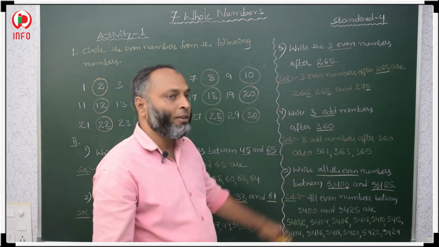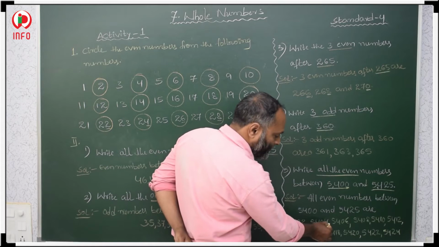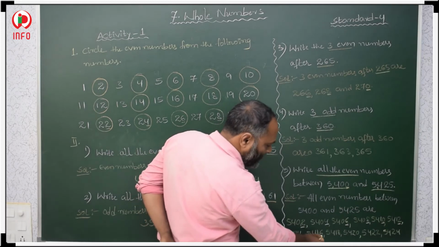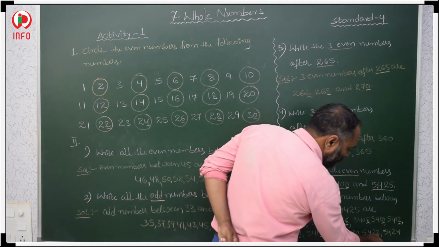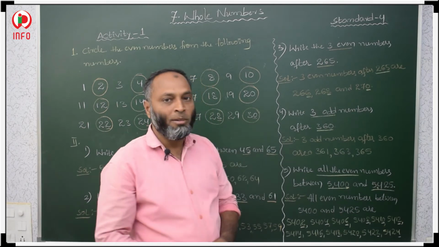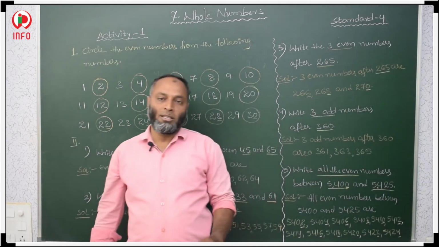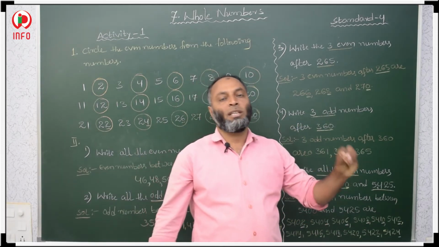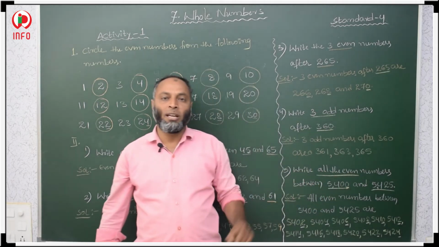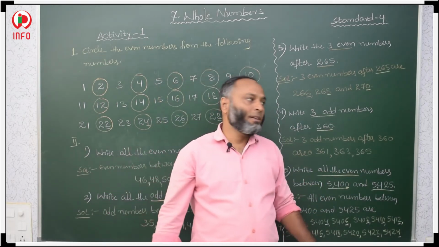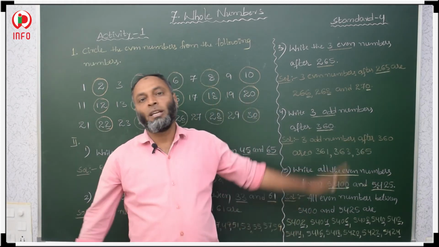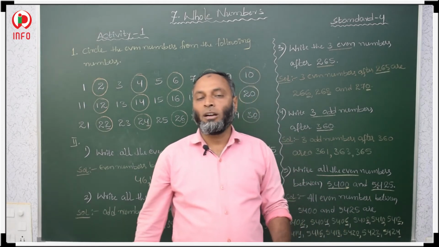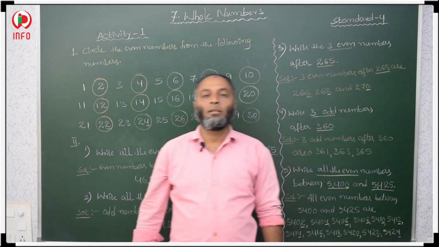See, in the unit place: 2, 4, 6, 8, 0, 2, 4, 6, 8, 0, 2, 4. In this way the unit place will come. Unit place means ones place. In the ones place 0, 2, 4, 6, 8 digits were there, so the number is even. In that order we have to write. According to the question given, if it says even numbers, decide even and write; if it says odd numbers, then write odd numbers. This is the method to do it.